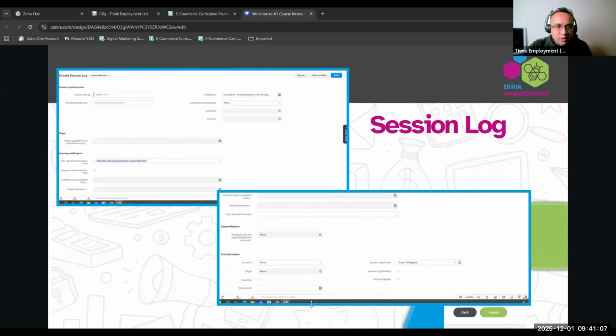Session logs are very important as well. Again, it's something that should have been explained to you. But if you're not sure how to do that, then reach out at the end.